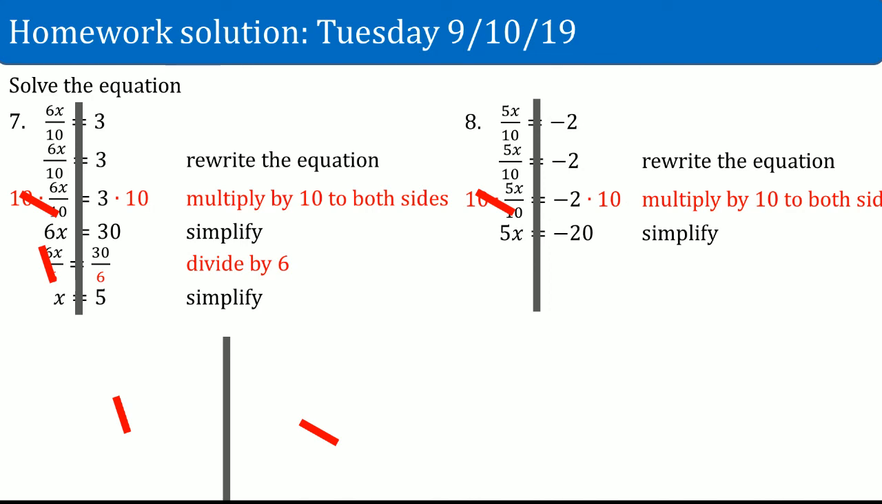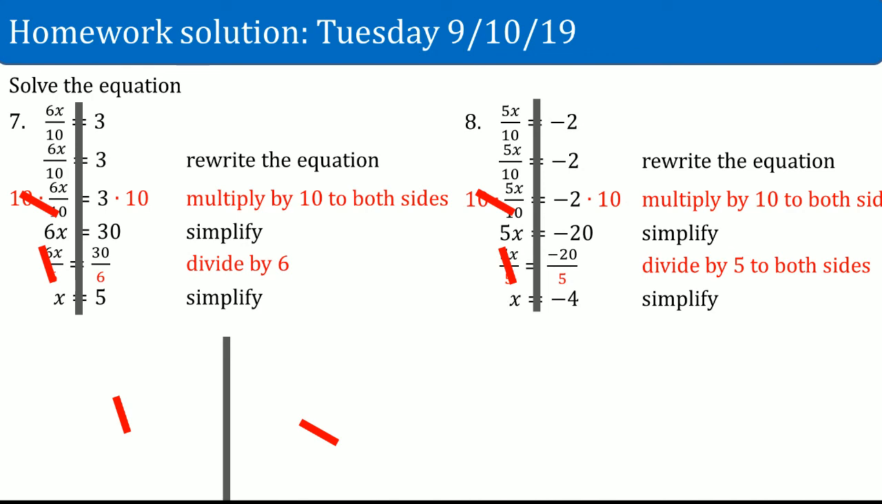Right now, I have 5 times x, so I have to get rid of that 5. Right now it's multiplied by 5, so I'm going to divide by 5 to both sides. Once I divide by 5, you're going to see the 5 over 5 on the left-hand side cancels out. There you go. What do we get left over on the left-hand side? It's just an x. On my right-hand side, negative 20 divided by 5 is your negative 4.